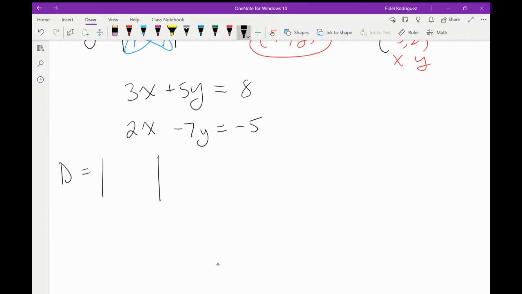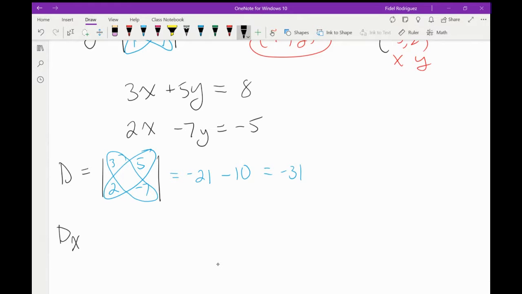Find the determinant D. So again, I'm going to take 3 and 2, 5 and a minus 7, and I'm going to go along the diagonals. So this is negative 21 minus 10, which is a negative 31.